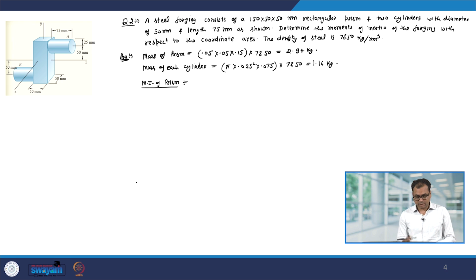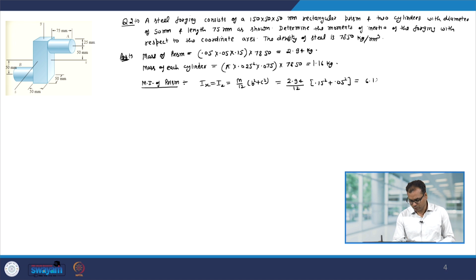Because of the symmetry, the moment of inertia about the x and the z axis will be the same. So, I x equals I z, and we know the formula, it is m by 12 times b squared plus c squared, where b is 150 mm and c is 50 mm. So, let us put the value. It is 2.94 divided by 12, times 0.15 squared plus 0.05 squared, and that is equal to 6.125 into 10 to the power minus 3 kg meter square.